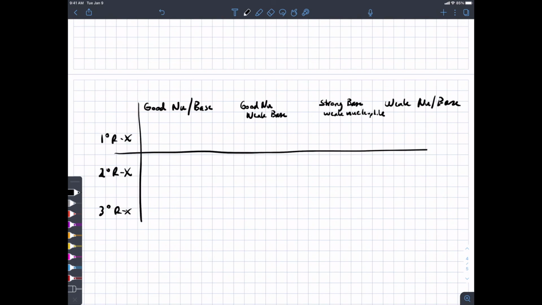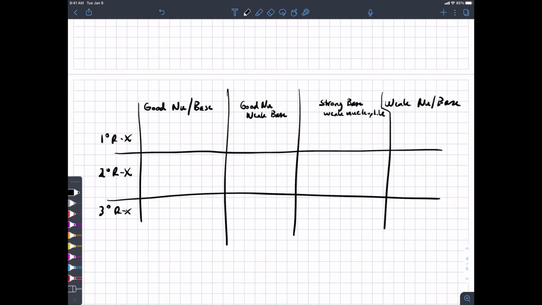And you can create a little table here, and based on the considerations we've talked about, and we'll finish up next time, you can predict what happens in each of these situations. And that's all of the situations you will encounter in chapter 7 and 8.